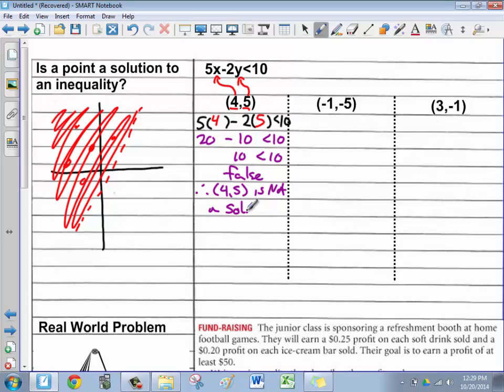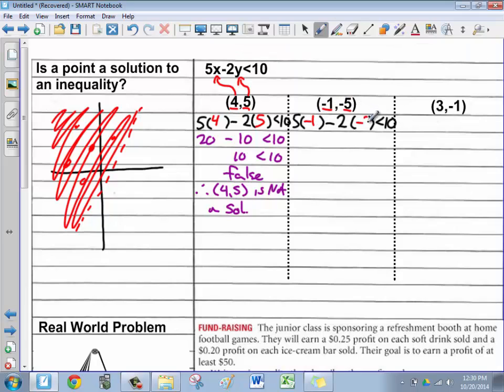Let's try it again. Let's try it right over here. We'll do the same exact thing. In this situation, I'm going to plug the -1 and -5 in for this. See if this is a solution. In other words, is this in the shaded region for this inequality? Okay, that's what we're looking for. So I got 5 times -1 minus 2 times -5. Is that less than 10? And we'll plug these values in for that.